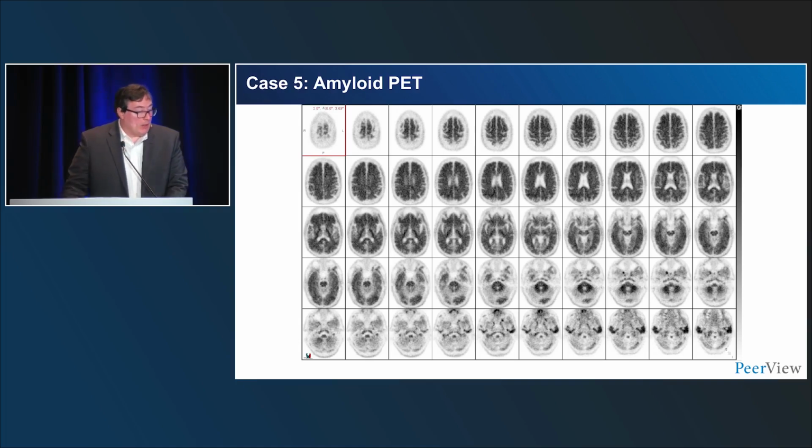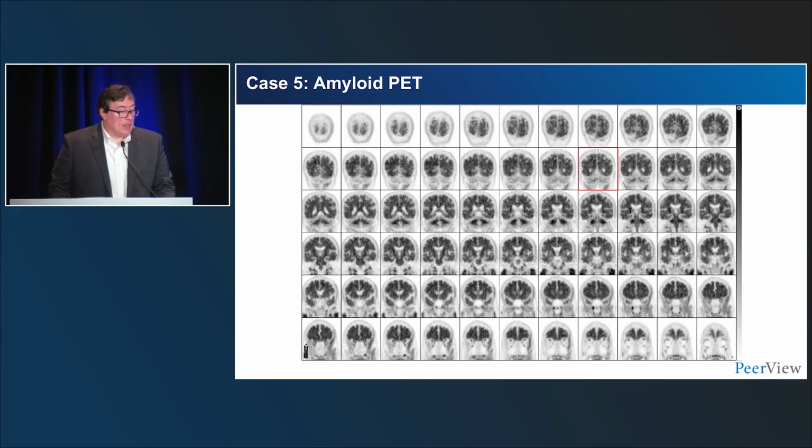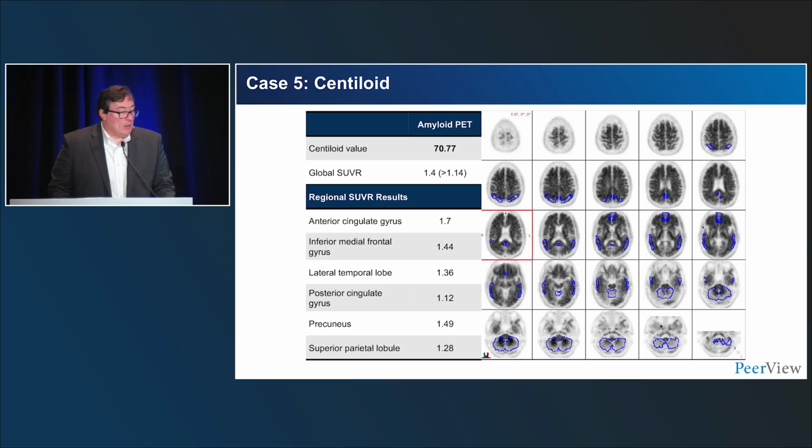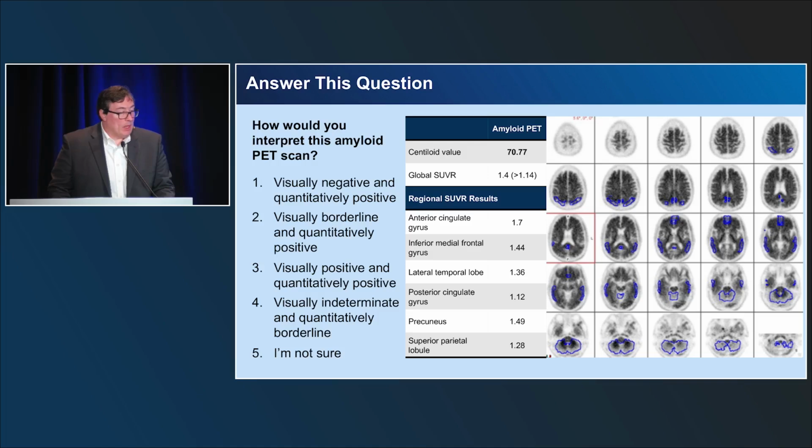So good gray-white contrast in the cerebellum. I would challenge you to find white matter, gray matter contrast in the cerebrum. And you can see this again in the coronals. He has a Centiloid value of 70. And generally all regions sampled are abnormal. So here's the question to you. How would you interpret this PET scan?